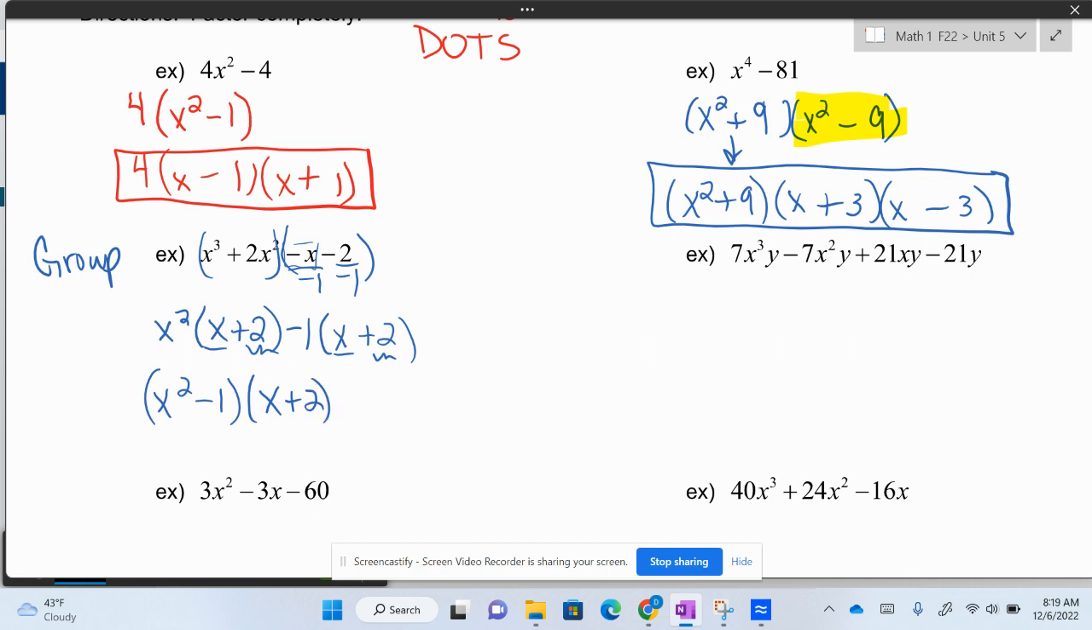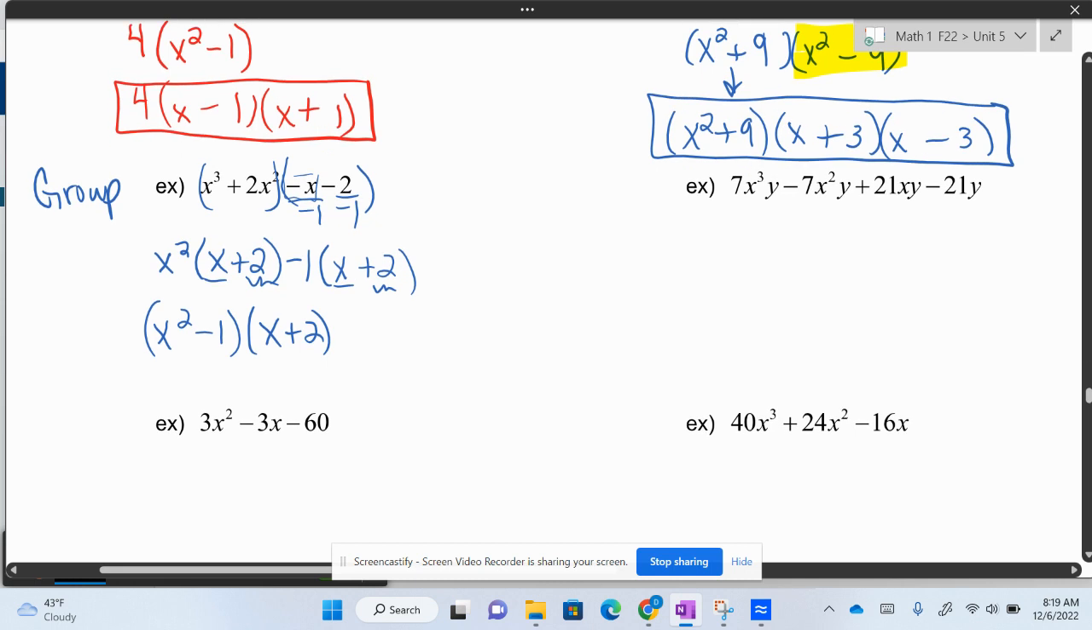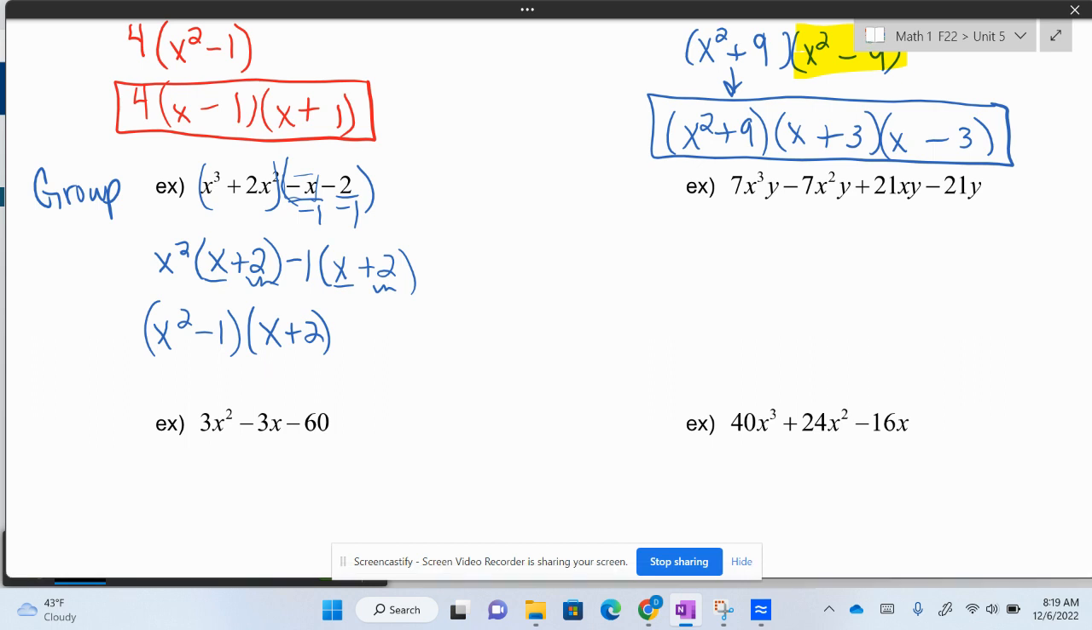Are we done? Yeah? No, why not, Tessa? Yeah, x squared minus 1 is also the difference of 2 squares. That factors out to x plus 1 times x minus 1. And then don't forget about your x plus 2 on the end.